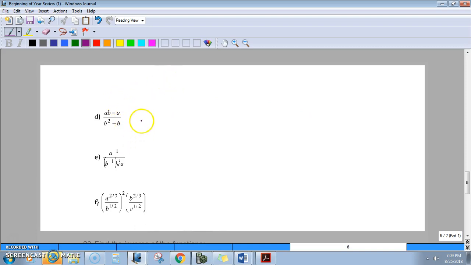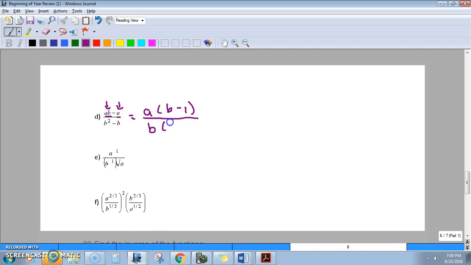Okay, I see something here. On the numerator here, I'm going to factor out an a because there's an a here and there's an a here. So if I factor out an a, I have b minus 1, right? A times b would be ab. A times negative 1 would be negative a. Now, on the denominator, I'm going to factor out a b.